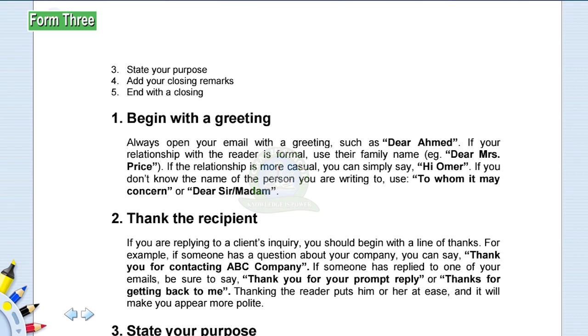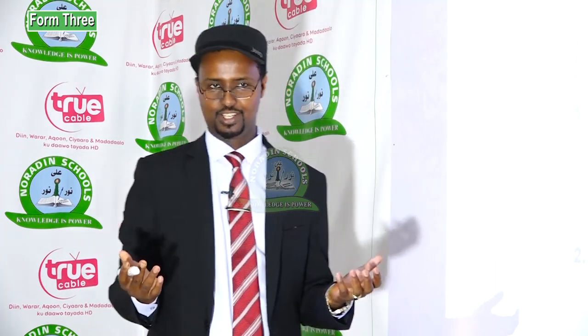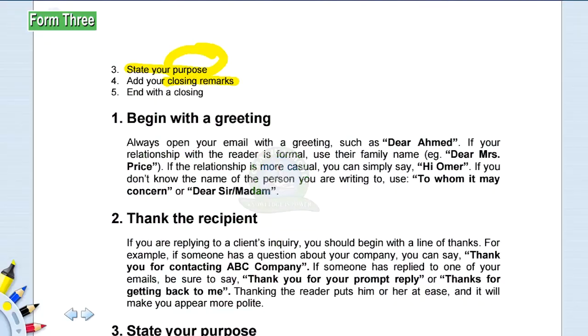Step 3, state your purpose. If you don't state your purpose, your email will not be clear. So you have to state your purpose. And here, add closing remarks. Normally when we are writing emails, don't forget to add your closing remark. And finally, end with a closing. So let's take these steps one by one.